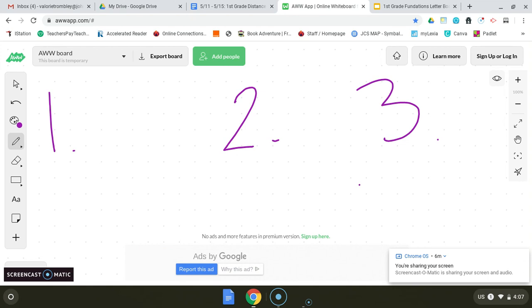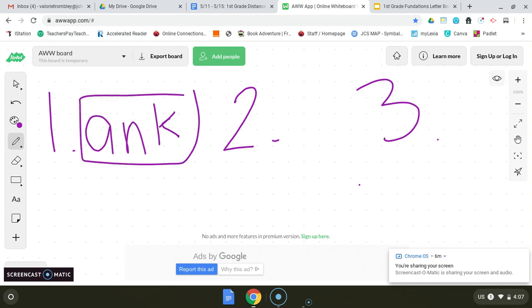Number 2, ing. And number 3, w. So for number 1, and if you're not ready, just press pause. Number 1, ank, and then I'm going to mark that glued sound. Make sure I connect the K.